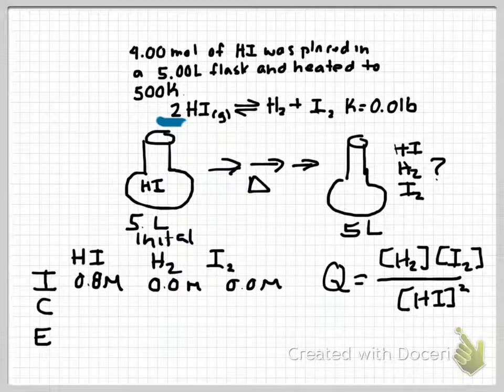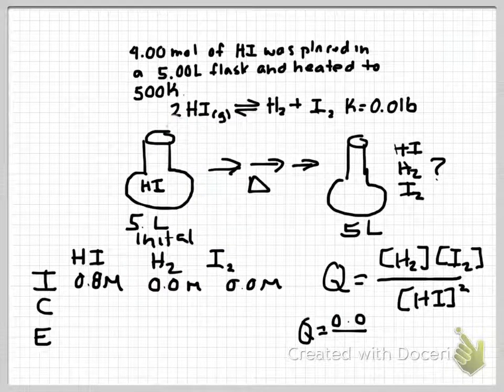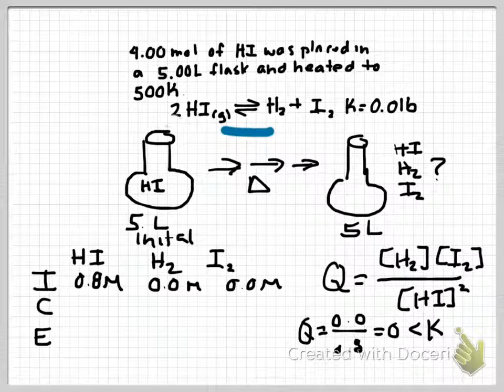Once we evaluate our Q, we can substitute our initial conditions into our Q expression, and we get Q is 0 times 0, hydrogen concentration and iodine concentration are both 0, divided by 0.8 squared. And of course that's going to give us 0, which is less than K. Because of that, it's going to mean that if Q is less than K, then we have to form more products for our reaction to go to equilibrium.